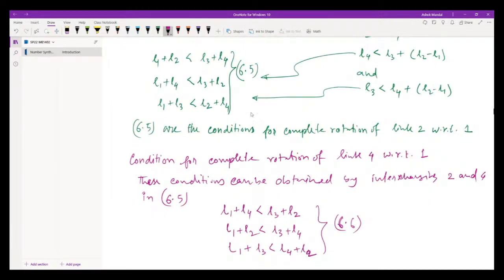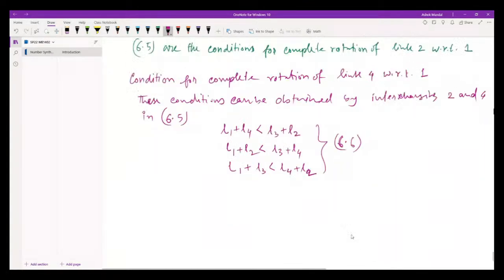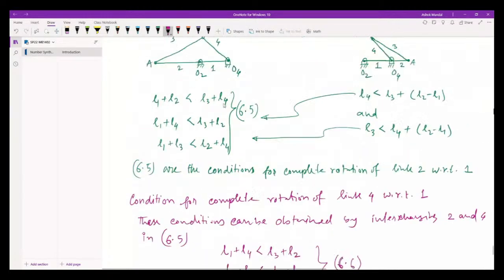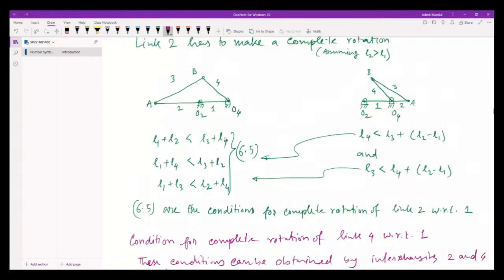What is the similarity between 6.5 and 6.6? They are completely same. Okay, so 6.6 and 6.5 are same. So that means if you just satisfy this condition of dimensions, you satisfy the condition for complete rotatability of 2 with respect to 1 and complete rotatability of 4 with respect to 1.